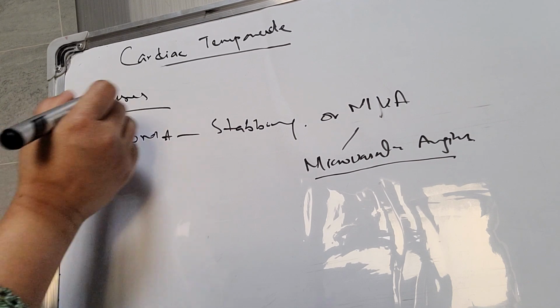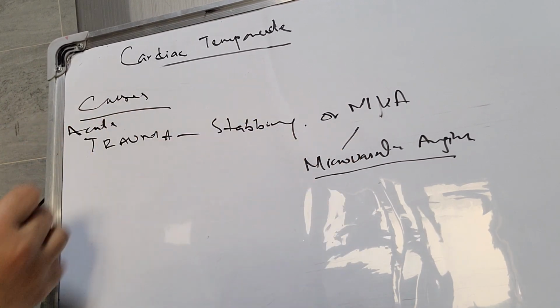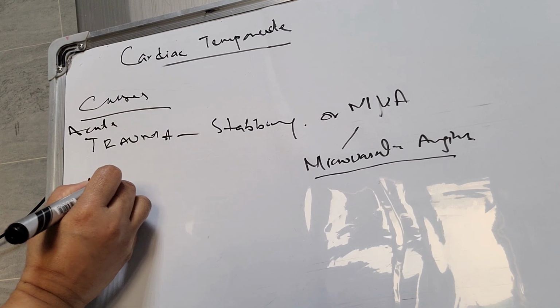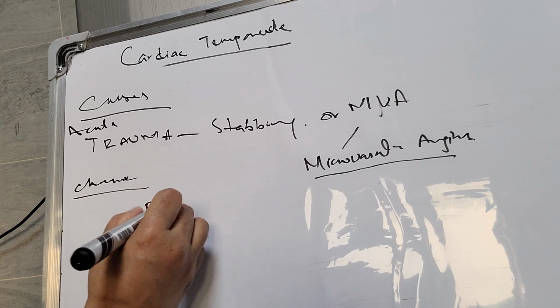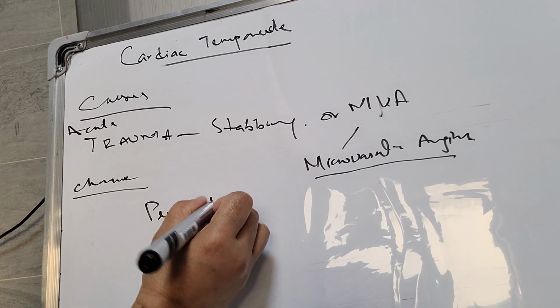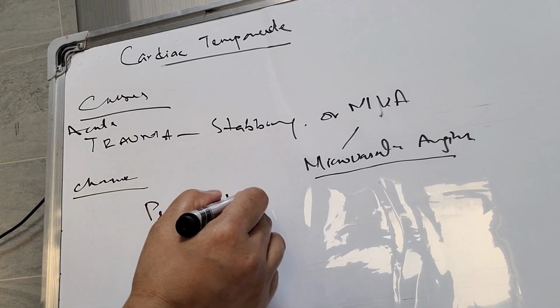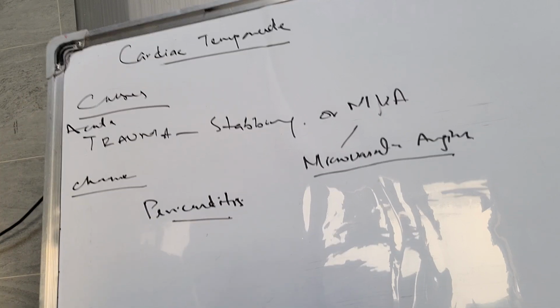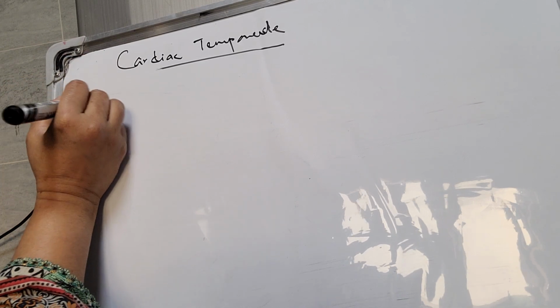And then these are acute causes. These both are acute causes. The chronic cause is pericarditis. If the patient has pericarditis, that can also become a cause of cardiac tamponade. Now we will talk about the assessment.